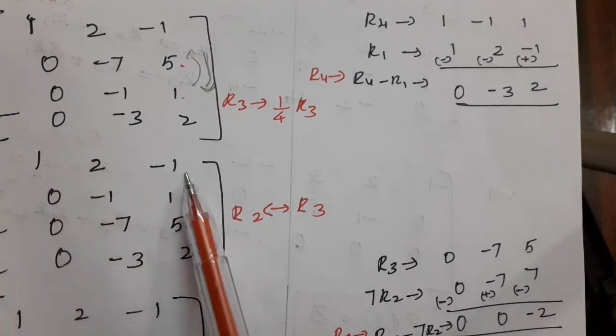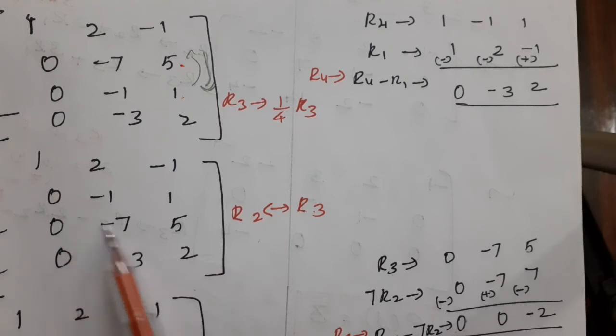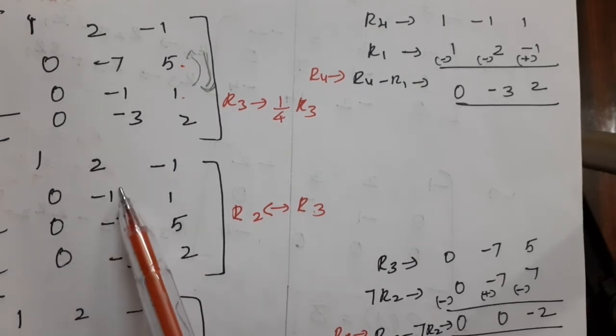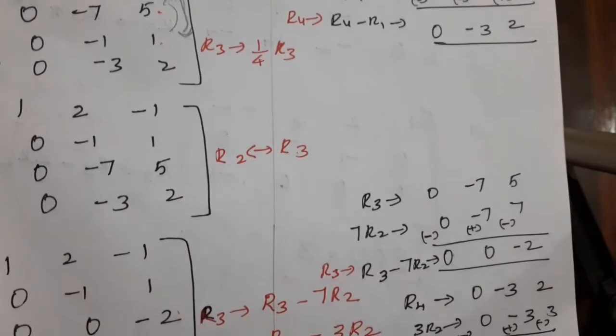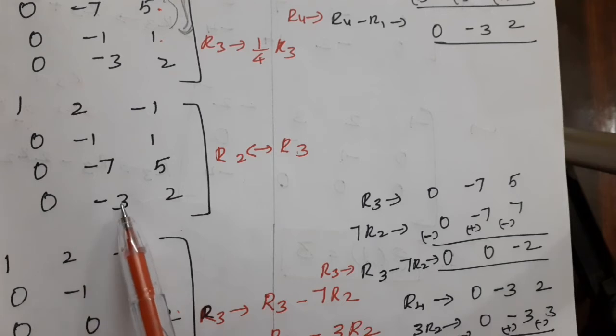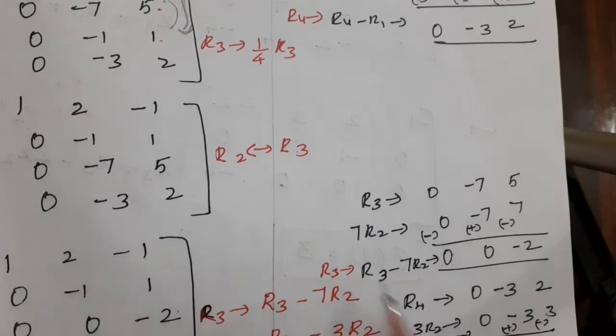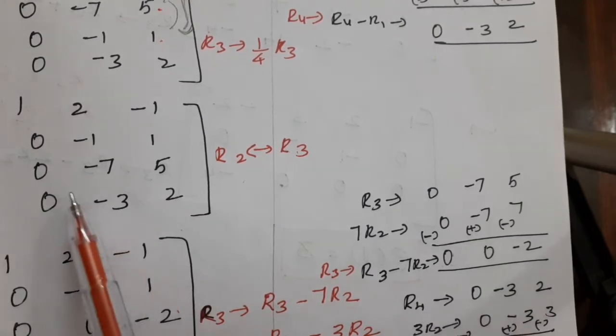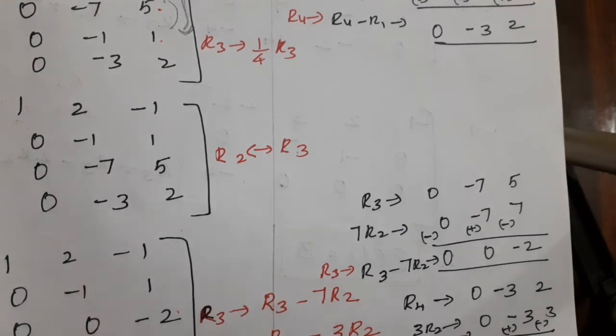See, R1 write as itself, R2 write as itself. We want R3 to become 0. Again, minus 3 wants to become 0, which means R2 is multiplied with 3. So this is minus 3 in the 4th row. R4 gives R4, write it as itself. R2 is multiplied with 3, we get 0 0 minus 1.